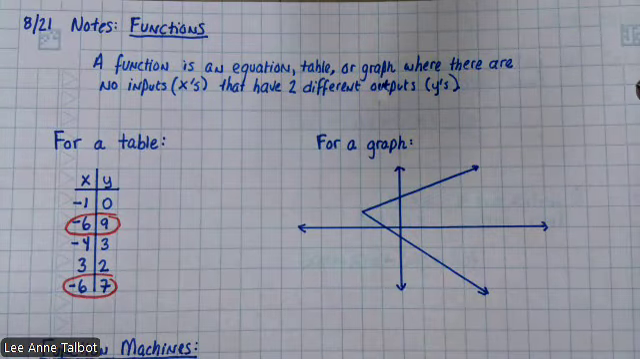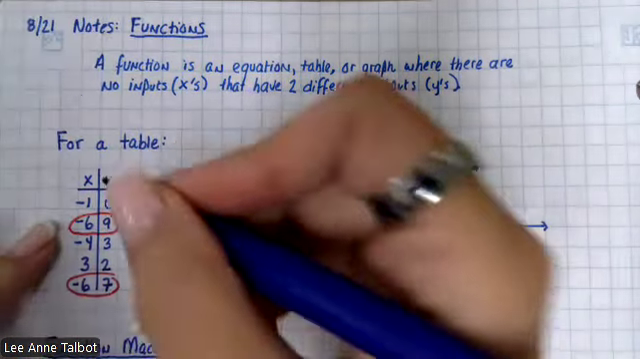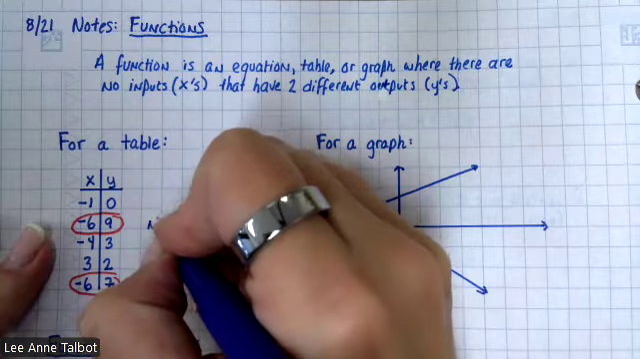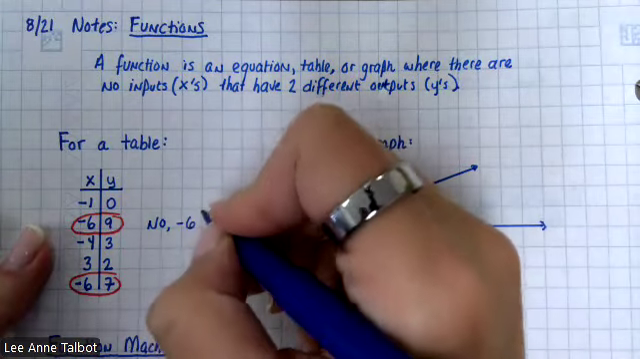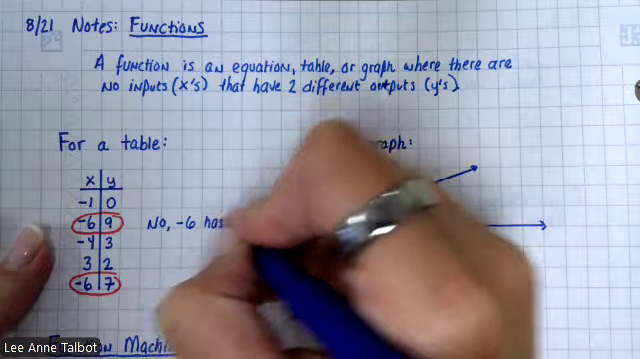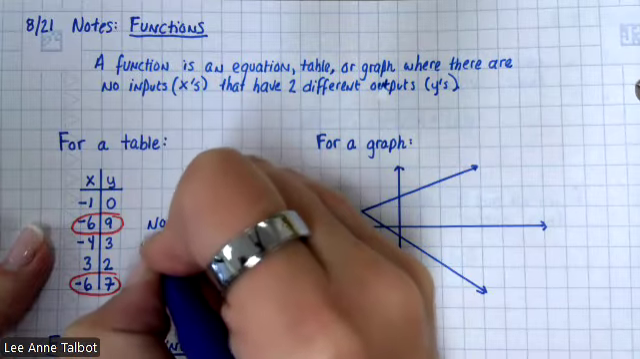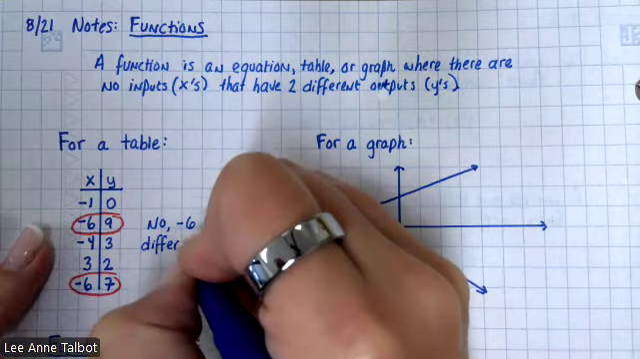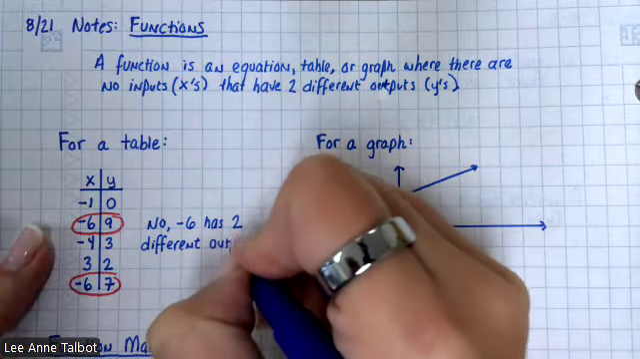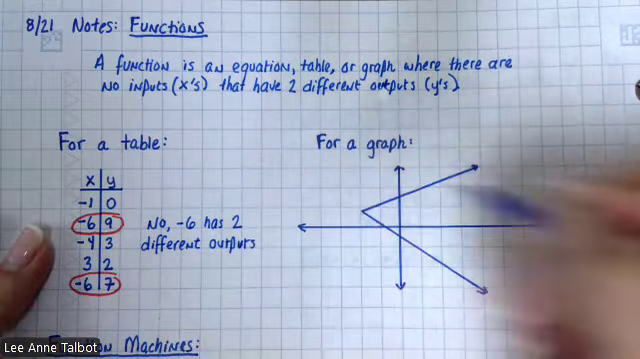Okay, so we say, is it a function? No. -6 has two different outputs.